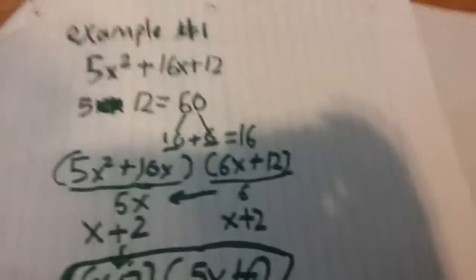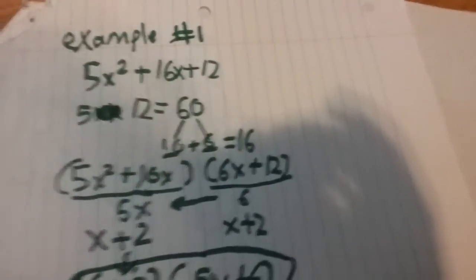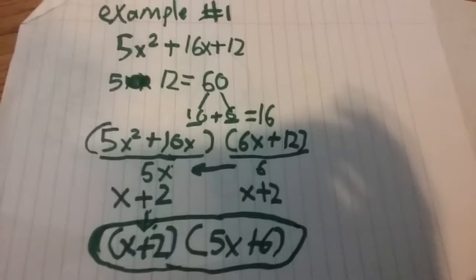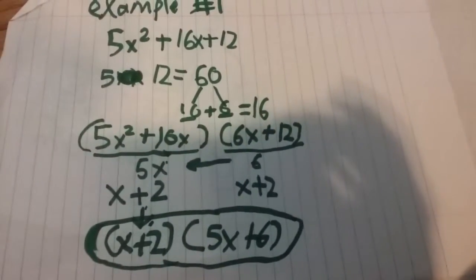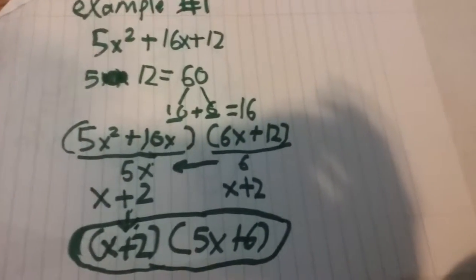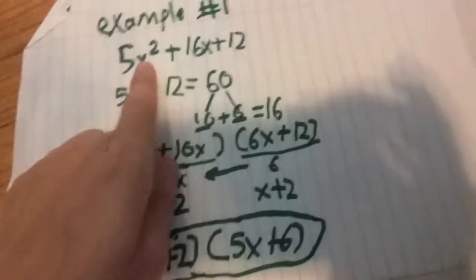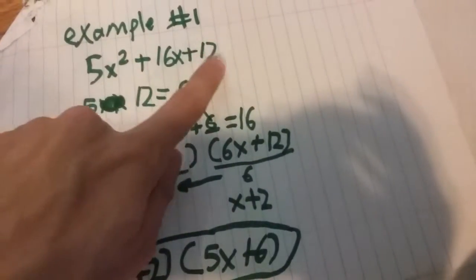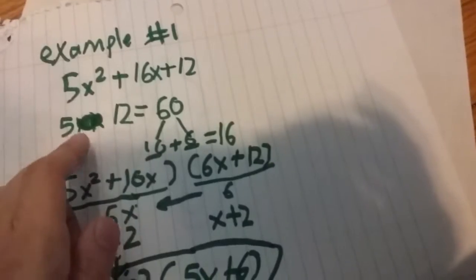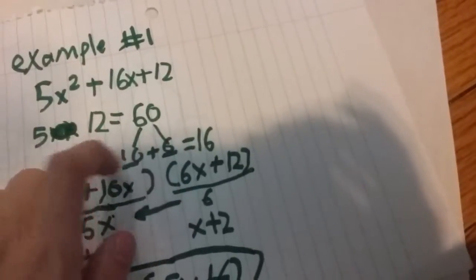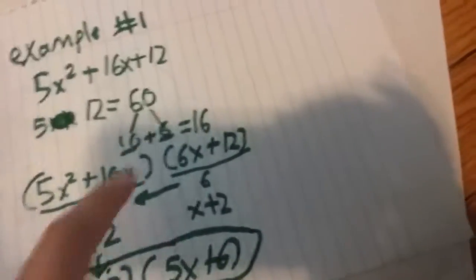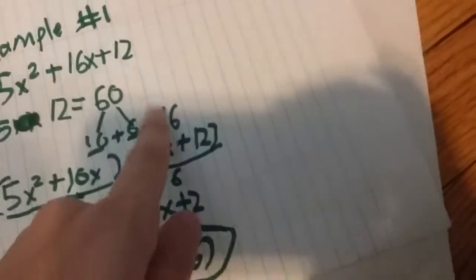Example number 1. Here you would see the equation is 5x squared plus 16x plus 12. First, you have to multiply the a value with the c value. You would do 5 times 12, and it equals 60. Then you would take the b value here and put it here.